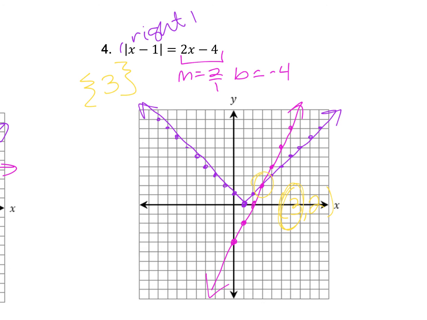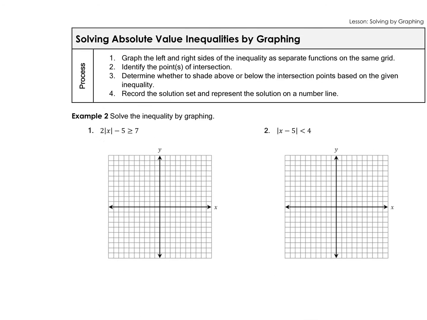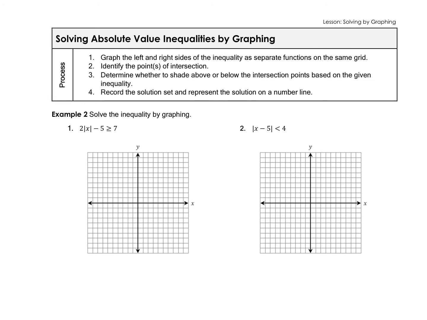Okay, so let's take a look at the back. The back is very similar to what we were doing on the front, but this is inequalities. So the front, we just had equations. We were just looking to see what x equaled. So we're still going to be graphing it the same way. We'll graph the left side, we'll graph the right side, but we will have to determine whether to shade above or below for the intersection points in order to find your solution.